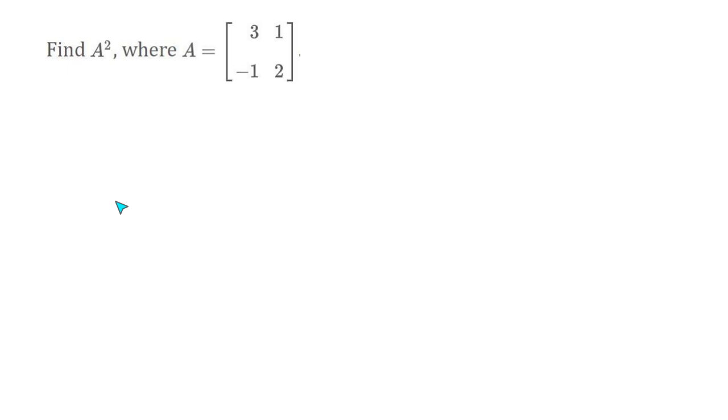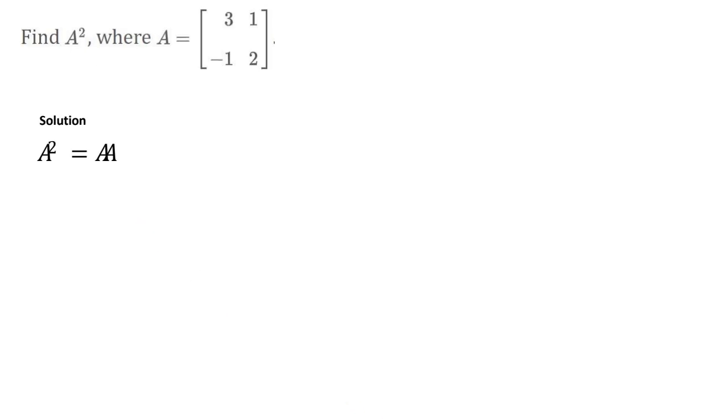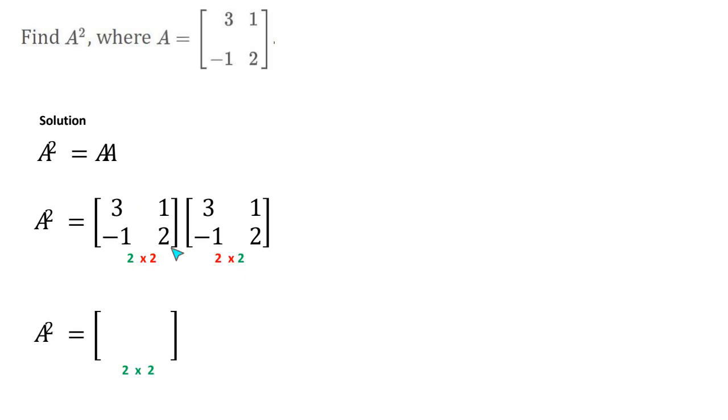Find A squared, where A is equal to [3, 1; -1, 2]. So first, we want to know what A squared is. A squared is the same as A times A. So if we write down the matrices, we have the same matrix. I'm going to write down the order: 2 by 2 and 2 by 2. The numbers on the inside, which are the columns and rows, are the same, and the outside would be our product, which is 2 by 2.